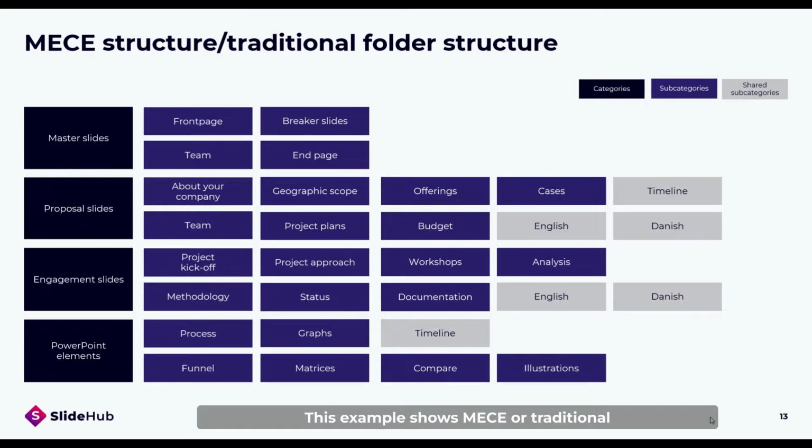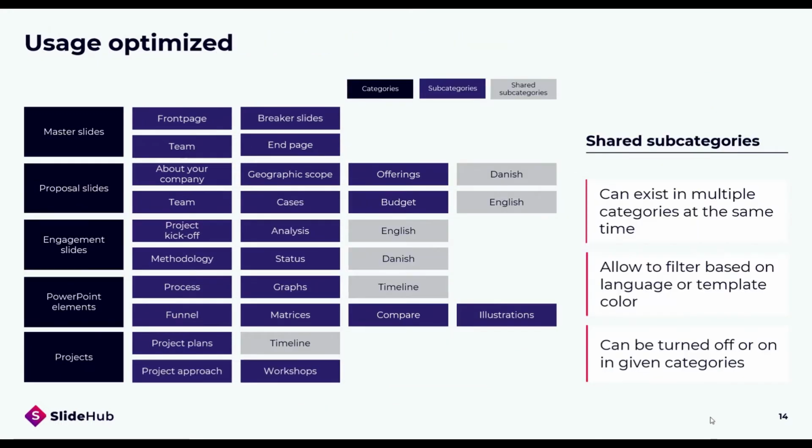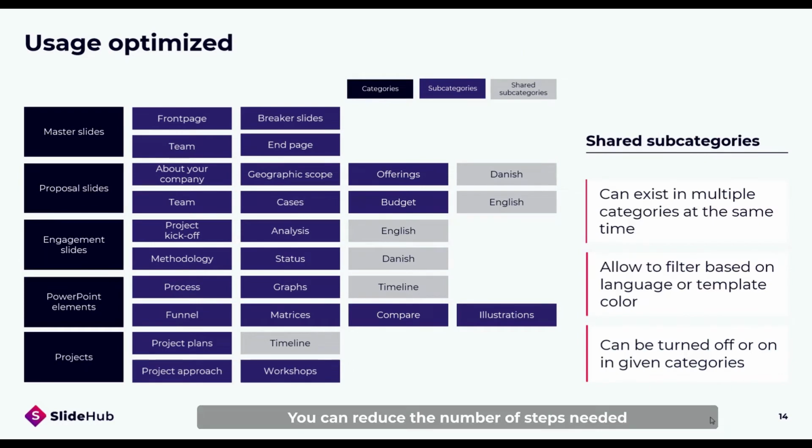This example shows a traditional folder structure that includes multiple subcategories. You can reduce the number of steps needed to find information by moving subcategories that contain many slides to first-level category to allow for more high-level filtering. It's important to note that shared subcategories allow you to create filters that can be used in multiple categories at the same time, such as language or template color, and can be turned off or on in any given category.